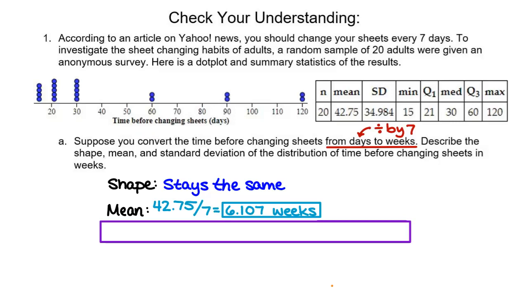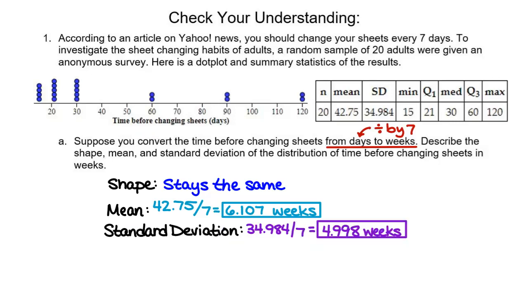And then what would the standard deviation be? About 4.99 weeks. Yes. 4.99, 4.998. So close to 5, it's not funny. Weeks. Everybody following how we got that?